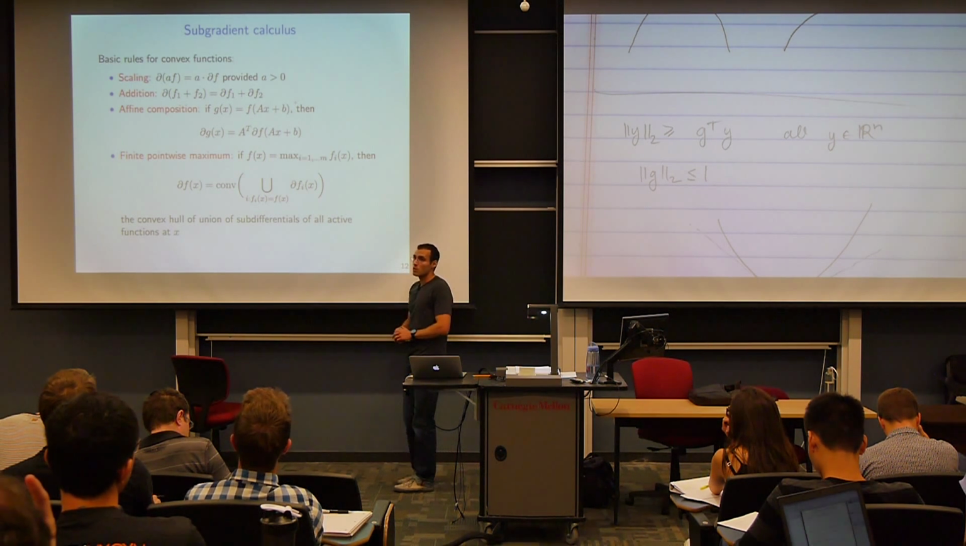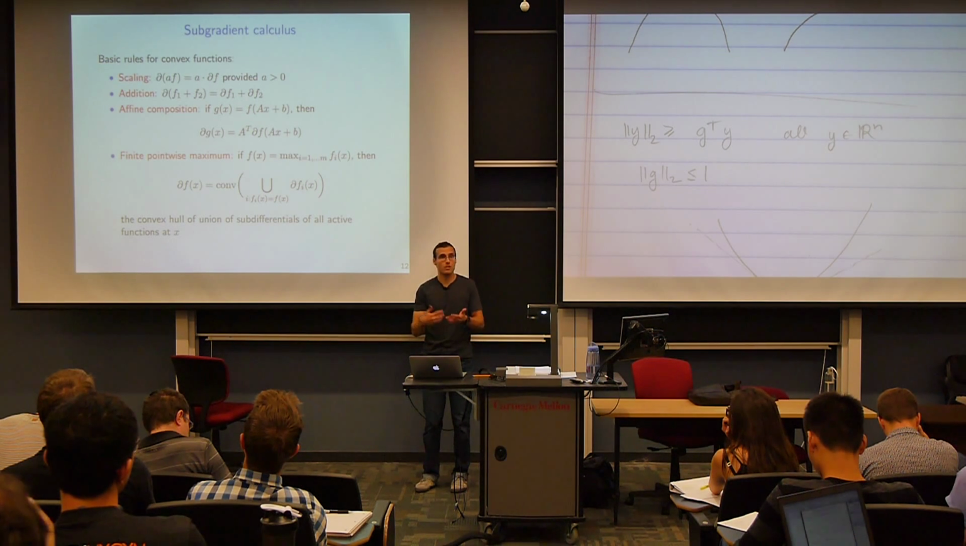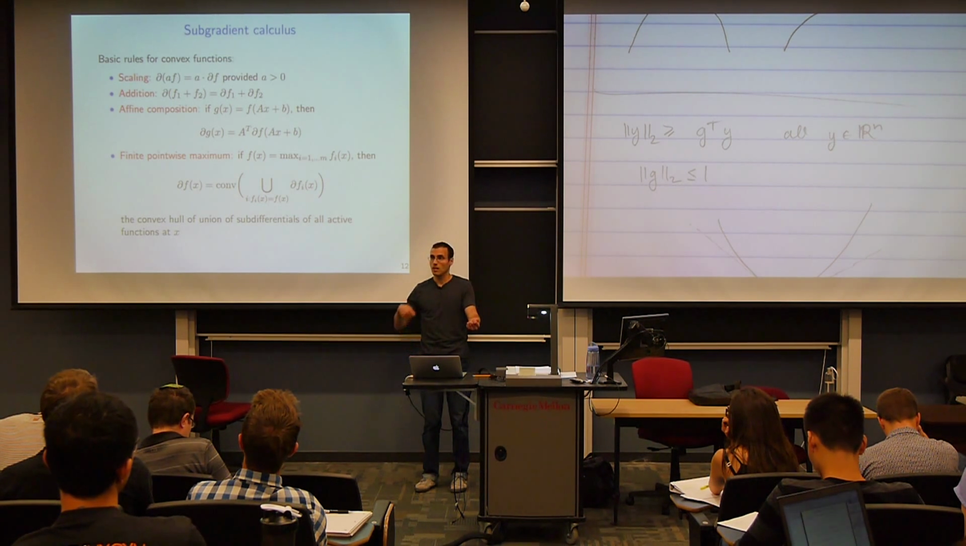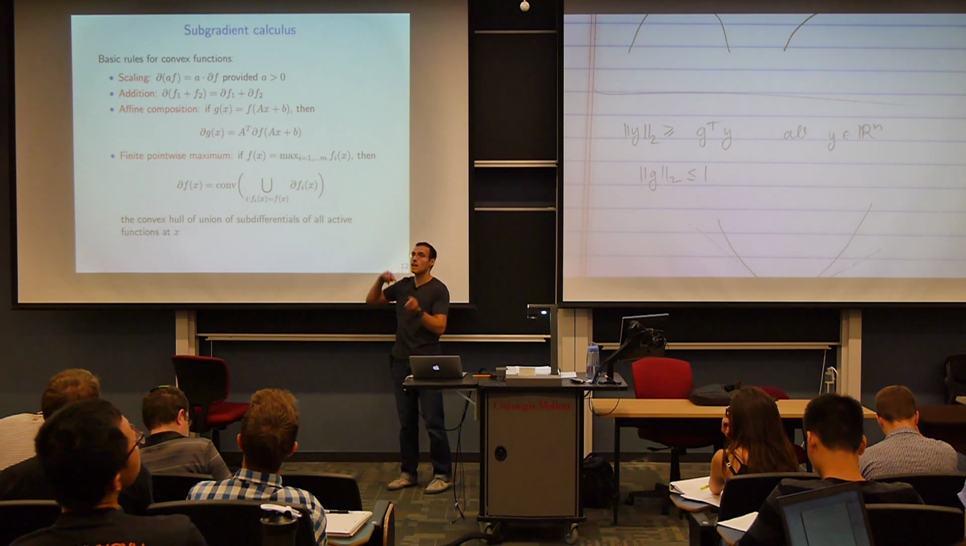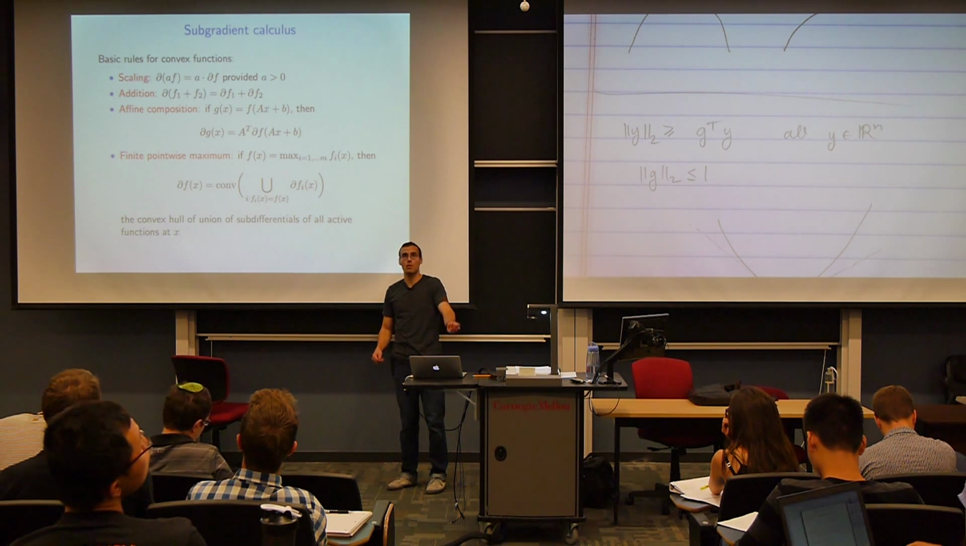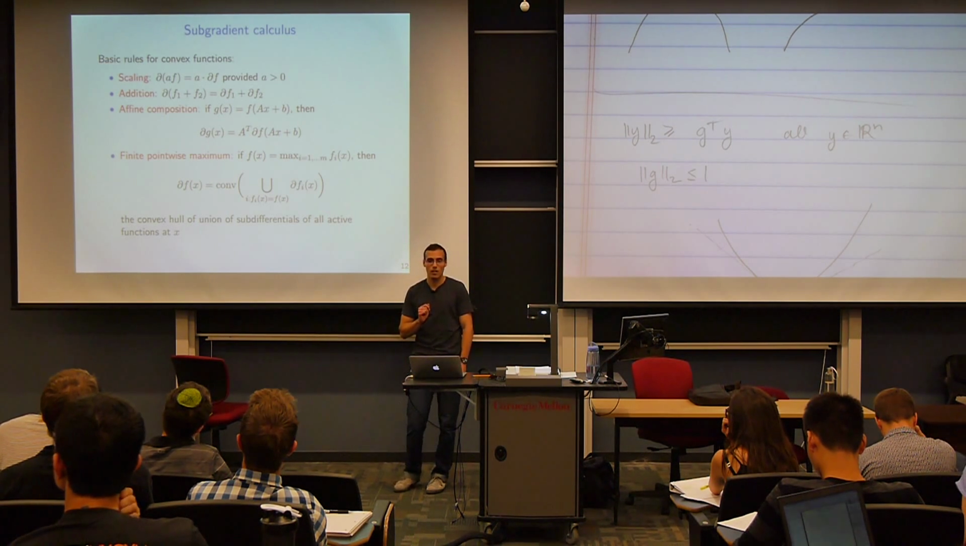Addition is also true. The subdifferential of f1 plus f2 is just the sum of their subdifferentials. In other words, you get subgradients by taking any subgradient of f1 and any subgradient of f2 and adding them together. So this is a set sum: any element of the subdifferential of f1 plus any element of the subdifferential of f2.